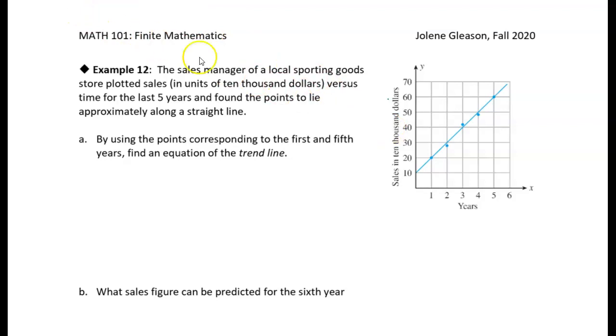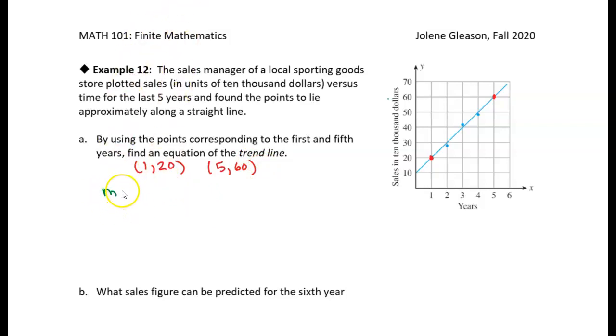So the first and the fifth years, that's these points here. Let me mark it in red. The first year is here, and the fifth year is here. So we've got 2 points, and so we can calculate the slope, right? Because we really need the slope and 1 point to write the equation of a line. Let's start with these 2 points. We have the point 1 comma 20, and the other point looks like 5 comma 60. So there's our 2 points, and then we can calculate the slope.